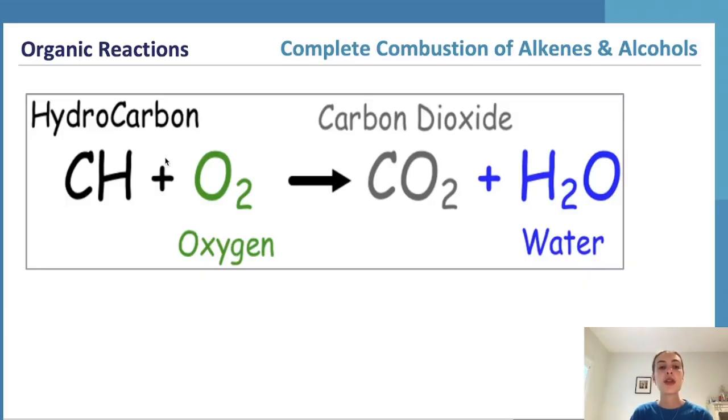So we can take a hydrocarbon and we can combine it with oxygen. And so when you see a reaction where the only products are carbon dioxide and water, and one of the reactants is oxygen, you always know that it's going to be a combustion reaction. And so these are pretty common with any molecules which just are made up of carbon and hydrogen, so any hydrocarbon molecules. And so that's why these are related to our organic reactions.